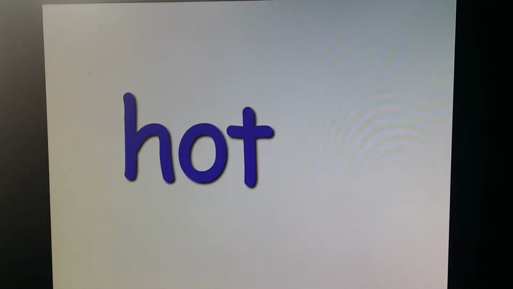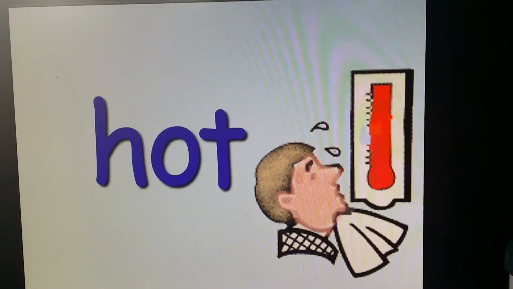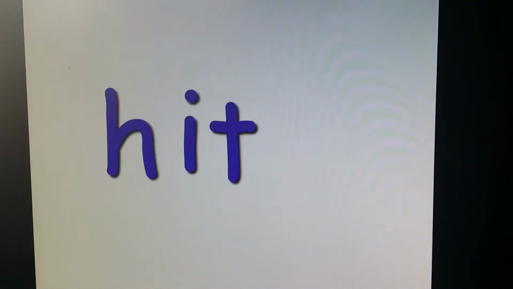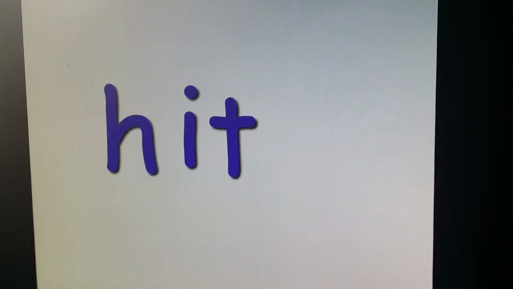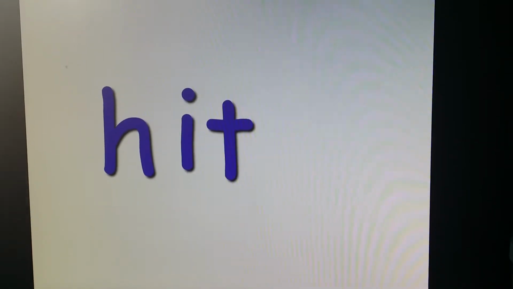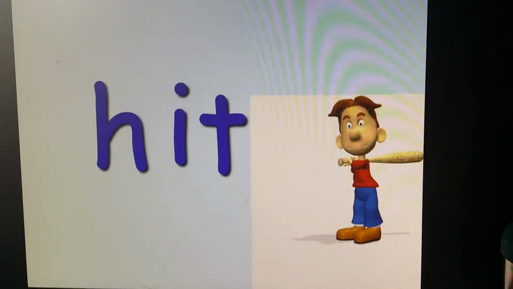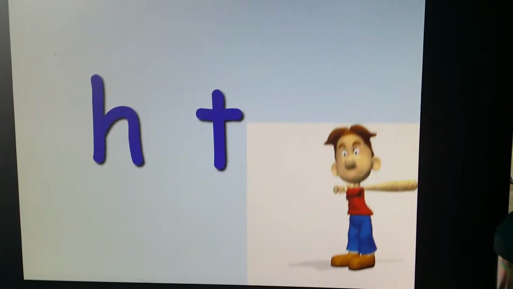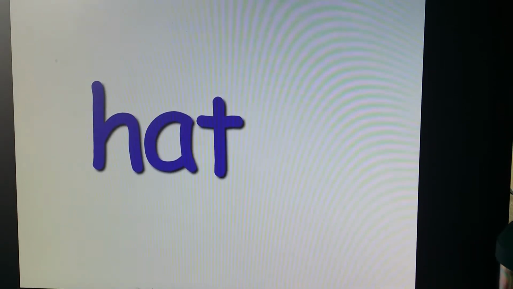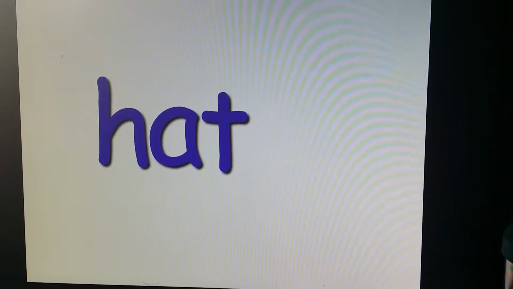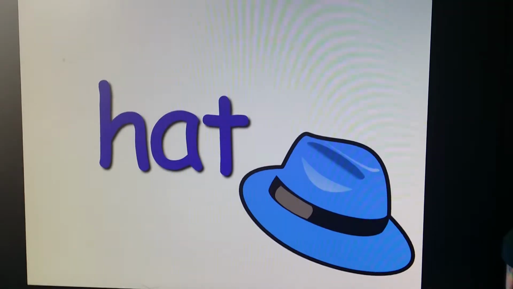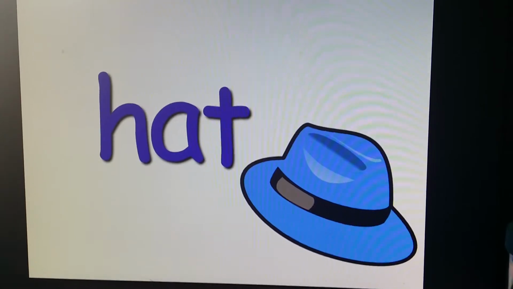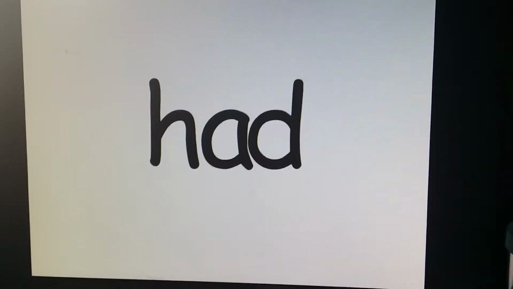All right, that's an easy one. Blend it. Hot. Sure. Now watch the vowel O. I'm going to change it to the vowel I that says I. Now what does it say? Sure, it says hit. He's going to hit the ball. Watch the vowel. I'm going to change it again. And now it'll say ah. Good. Hat. Yep, I had the same beginning and the same end sound. We just changed the middle vowel sound.